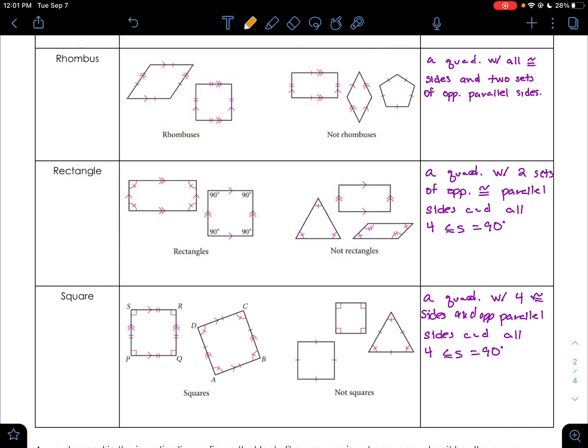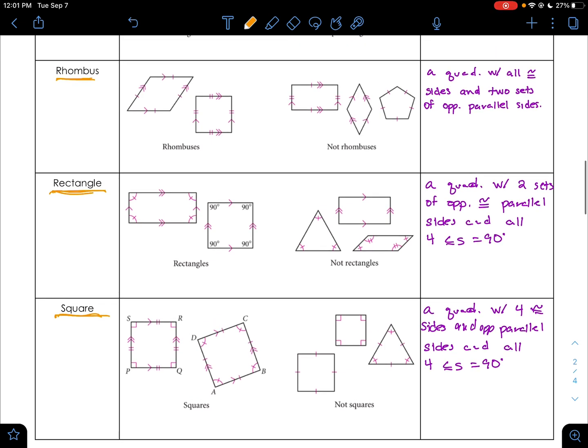Now, one thing that I mentioned in class is that something that could pop up in your homework or on a quiz or a test is asking whether or not all rhombuses are squares, if all squares are rectangles, if all rectangles are squares, if all rectangles are rhombuses, different things like that. My recommendation is, if I were to ask you, are all squares rhombuses, you'd want to look at a square right here.